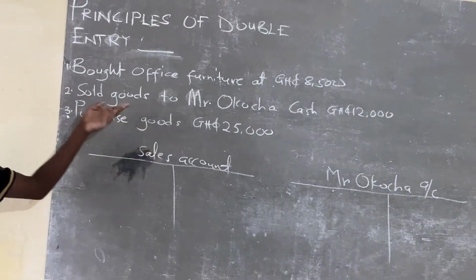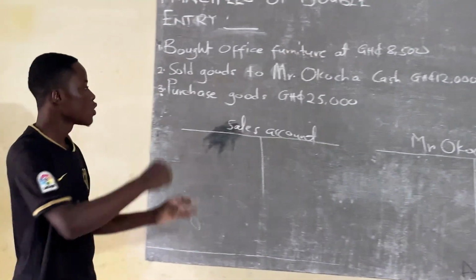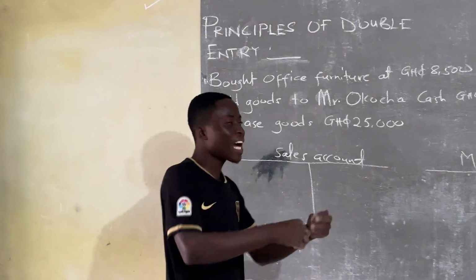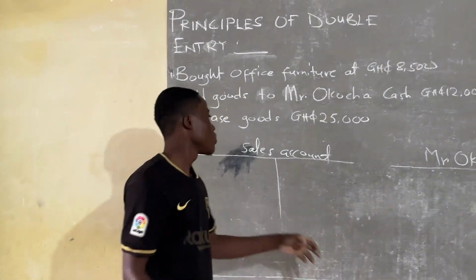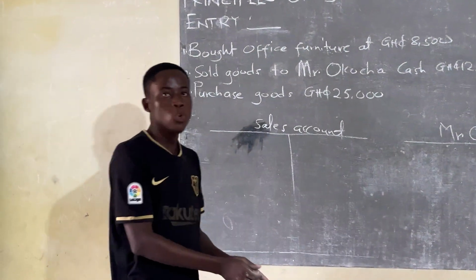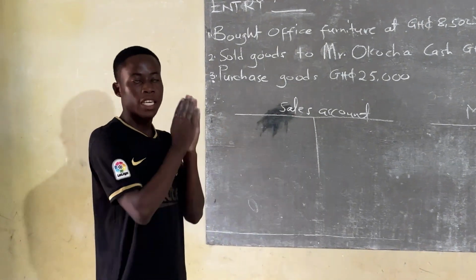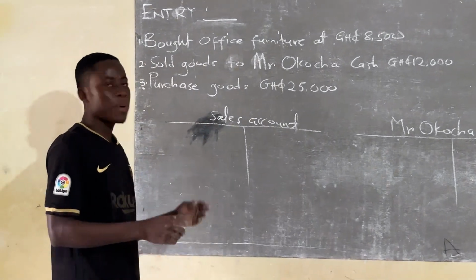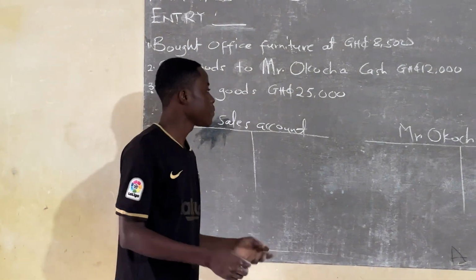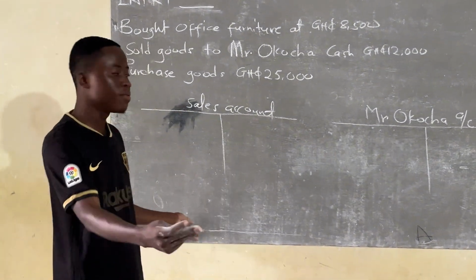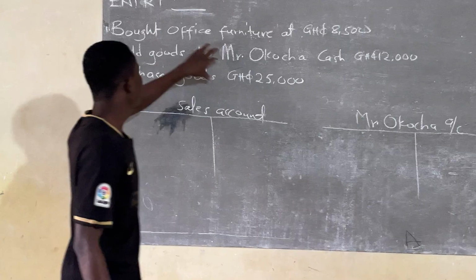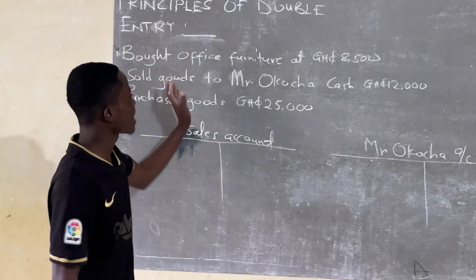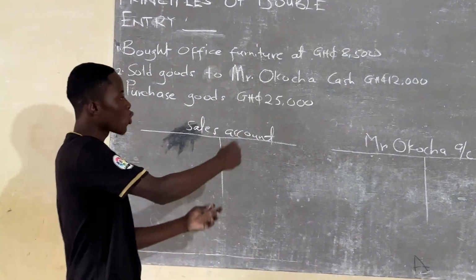Considering both accounts, we said sold goods to Mr. Okocha. So if you are making sales, that means the goods are being sold out of the organization. And there is a rule that states that credit what goes out and debit what comes in. Or you can use the personal account rule, which says credit the giver and debit the receiver. So who is giving in this transaction? We have the sales account and Mr. Okocha, and we are selling goods to Mr. Okocha.